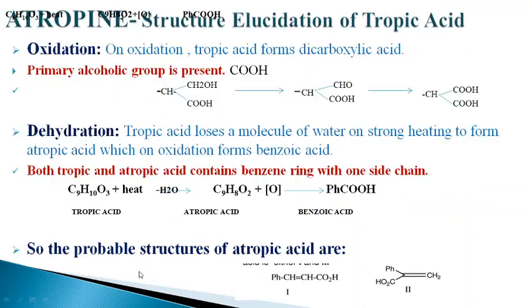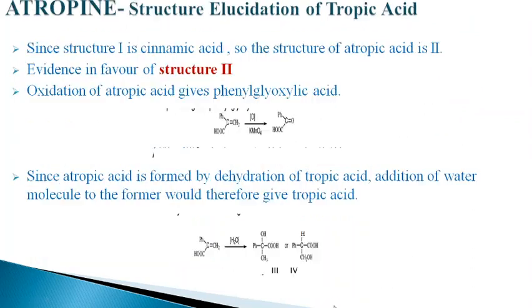As we all know, this structure 1 is a well-known compound which is cinnamic acid. So the possibility of atropic acid is structure 2. Since structure 1 is cinnamic acid, the structure of atropic acid is the second. Evidence is in favor of structure 2. We can't determine the structure exactly unless we have some experimental proof.